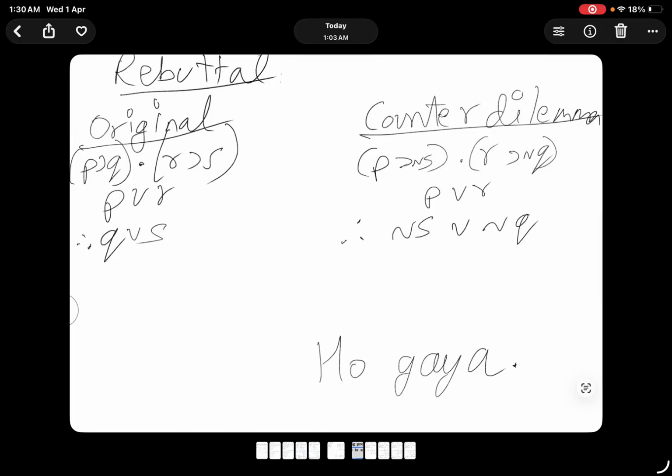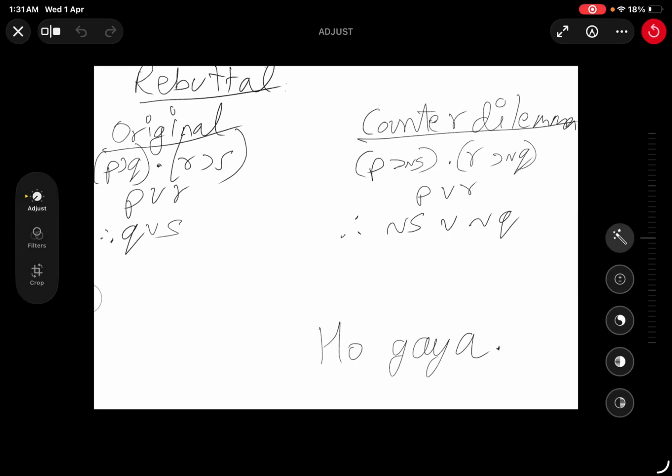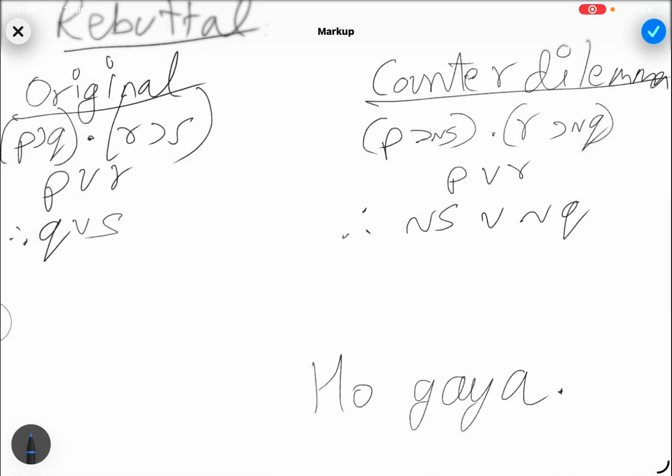Okay, now you have the rebuttal. This is the last part. In the rebuttal, what you're doing is, this was your original dilemma, and you are providing a counter dilemma. So what you do is you switch this Q और S को आप S और Q करोगे और दोनों में negation ऐड करोगे. तो in the counter dilemma your conclusion will be not S or not Q.